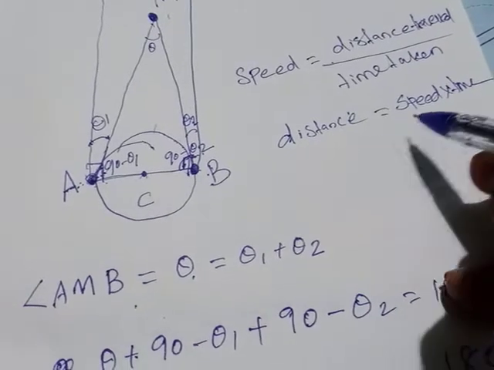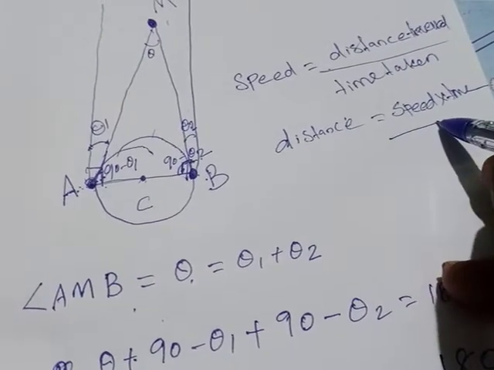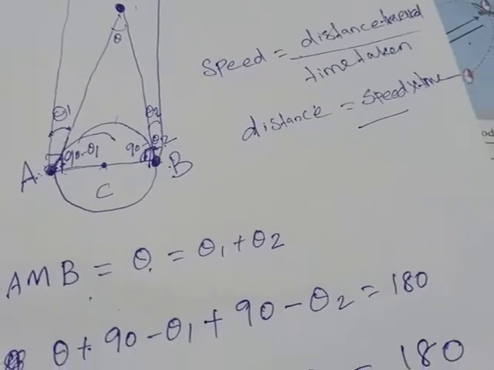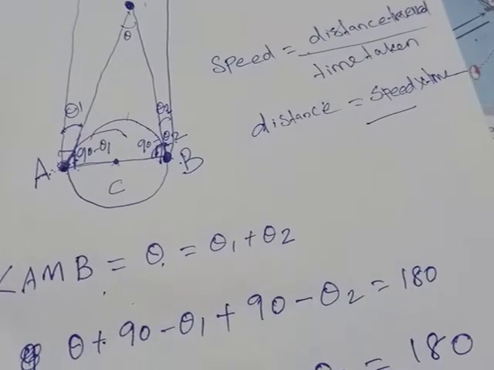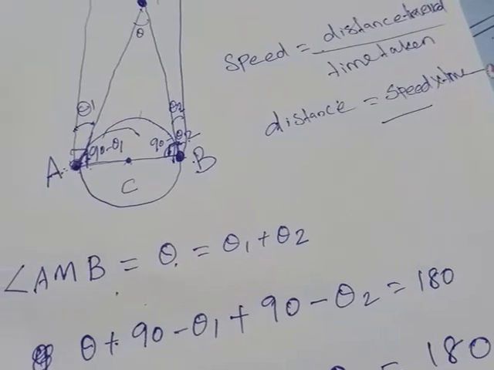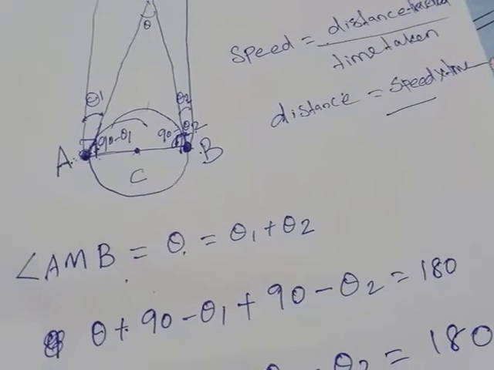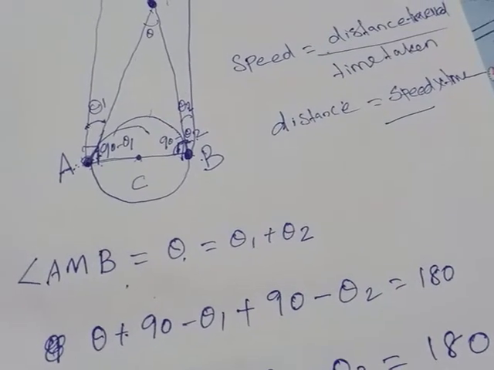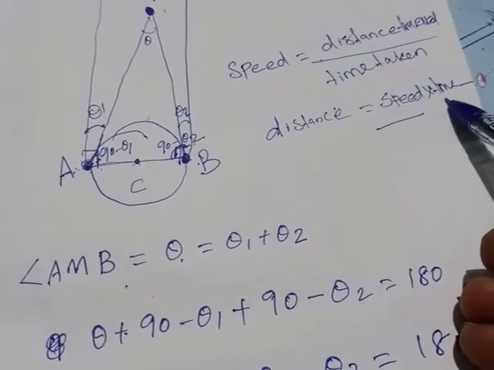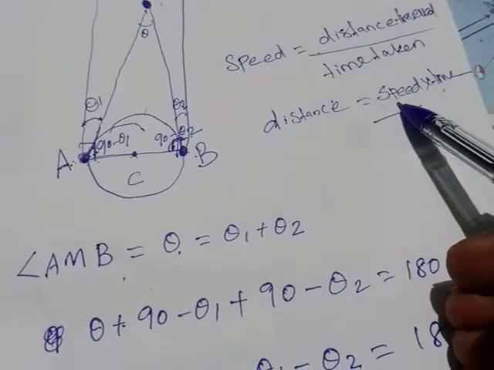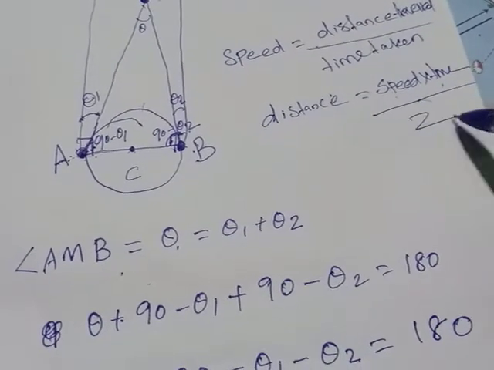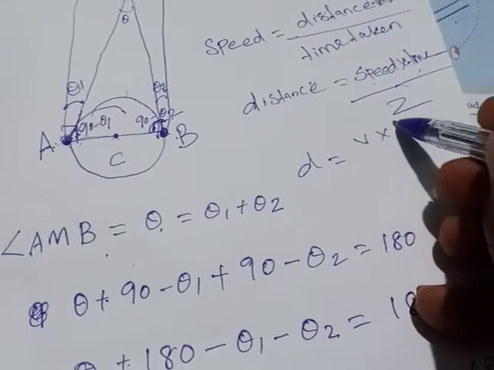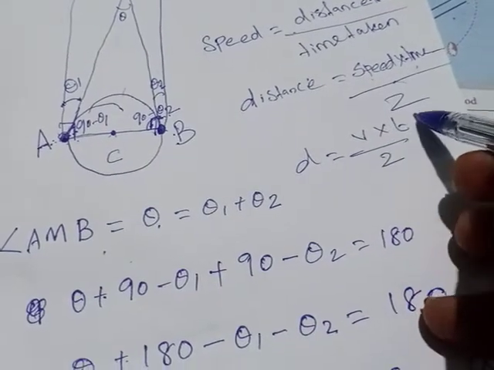By using this formula, they know the speed of these radio waves. Radio waves are electromagnetic waves, so they move with the same speed as light, 3 into 10 to the power 8 meter per second. So easily they can find it. If they calculate the time value, they can substitute in this formula and divide by 2. D is equal to speed V into T by 2.